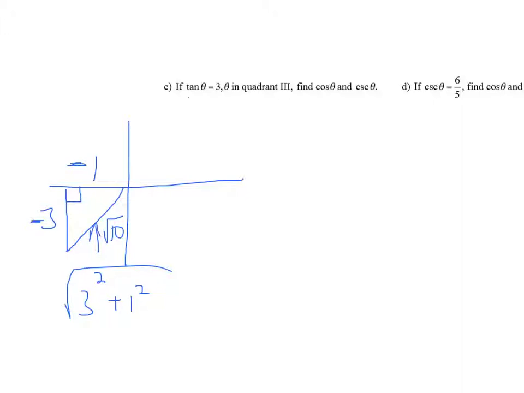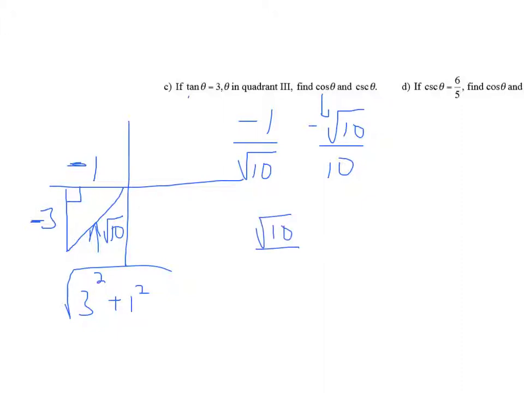So they want cosine. Cosine's adjacent over hypotenuse, so negative 1 is the adjacent side over the hypotenuse, and we probably have to rationalize that. Multiply by root 10 over root 10. So that's the cosine. The cosecant is a reciprocal of the sine, so instead of opposite over hypotenuse, we're going to write hypotenuse over the opposite, or radius over y. So that's going to be the square root of 10 over 3, and it's negative.